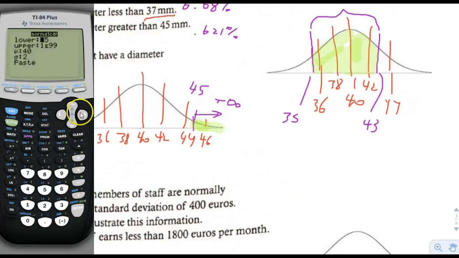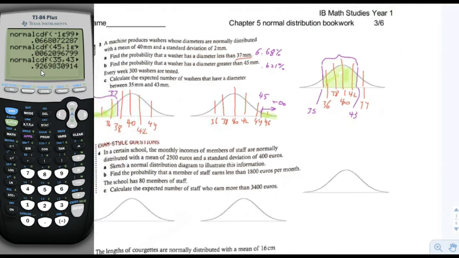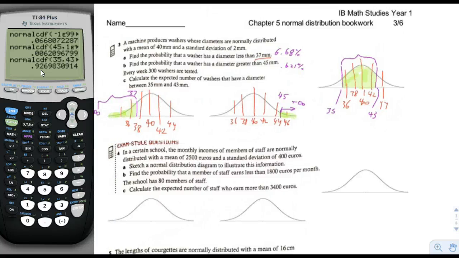Since it's not exactly on the standard deviation line, we can't use the 68, 95, 99 rule. So the lower limit is going to be 35, and the upper limit is going to be 43. And so the percentage is going to be 92.7% chance. So the percentage chance that the washer is going to have between 35 and 43 millimeters diameter is going to be 92.7%.